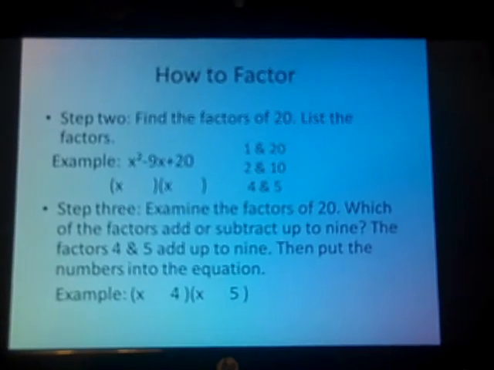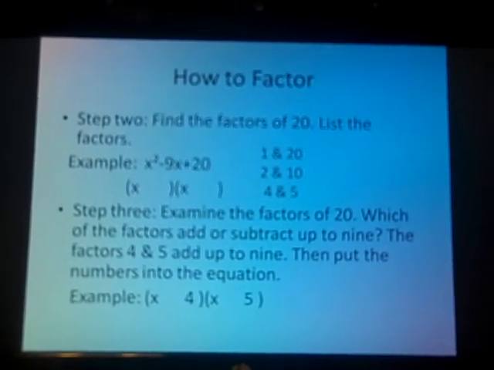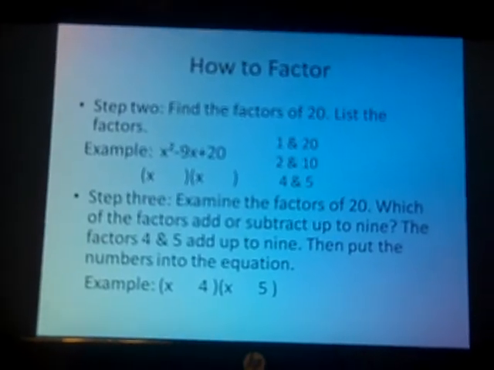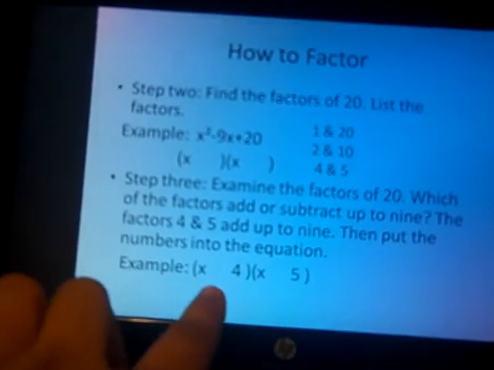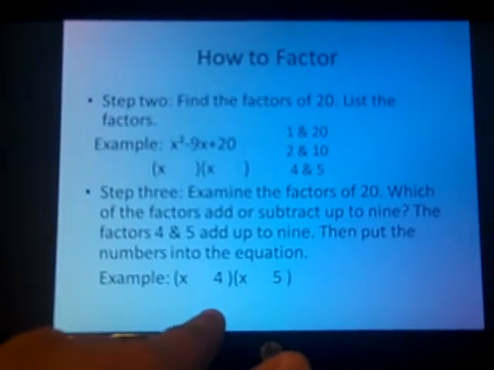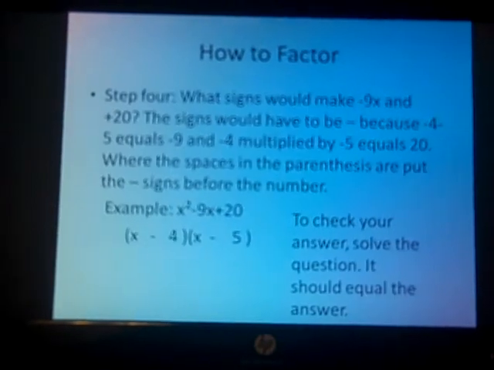Step 3. Examine the factors of 20. Which of the factors add or subtract to 9? Well, the factors 4 and 5 add to 9. Then put the numbers into the equation. So here are the parentheses, and here are the numbers 4 and 5. Leave a space in between because we're not finished with finding the signs.